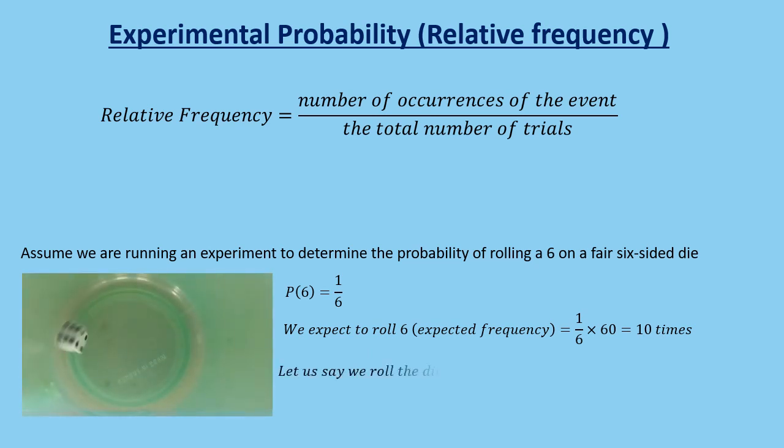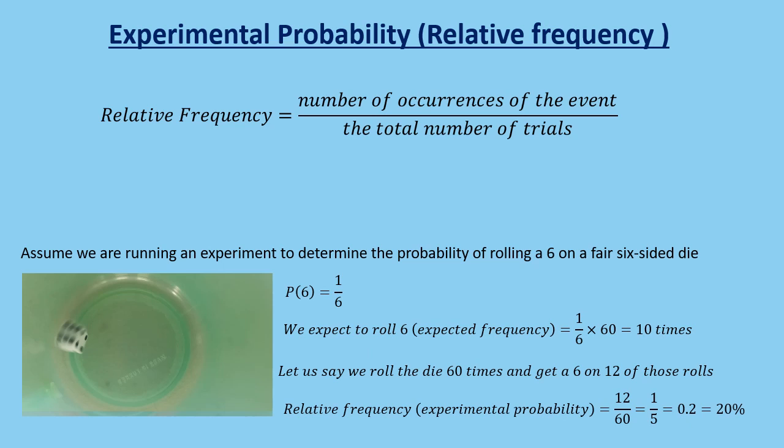Let us say we roll the die 60 times and get a 6 on 12 of those rolls. We divide the number of times we got a 6, 12 times, by the total number of rolls, 60, to calculate the experimental probability. This gives us 1/5, which equals 0.2 or 20% experimental probability. If we repeat the experiment many times, each time rolling the die 60 times and recording the number of times we get a 6, we would expect the experimental probability to converge to the theoretical probability.